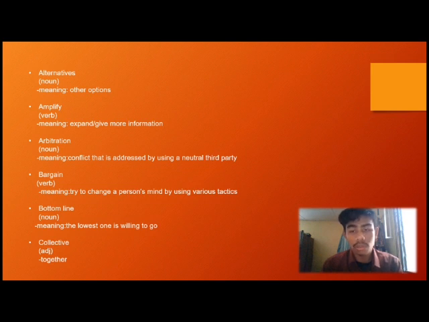And the last one is collective. This word is an adjective and it means together. These are all examples of negotiation words.